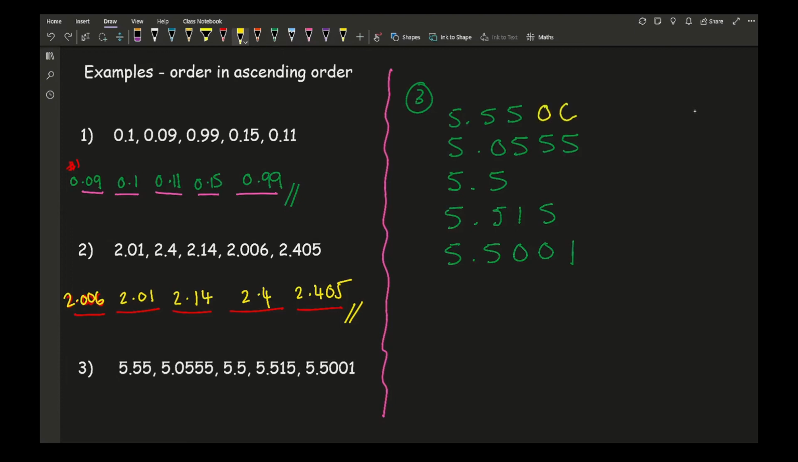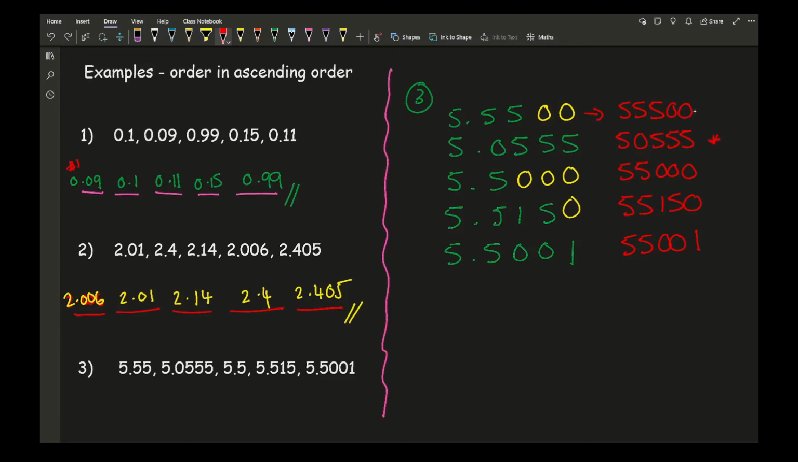So I'm going to make sure that every single number has got 4 digits after the decimal point. Now with these numbers, I'm just going to write 5.5500. I've got 5.0555. I've got 5.5000. I've got 5.5150 and 5.5001. So looking at this particular set of numbers, I can see that this number here is my smallest.